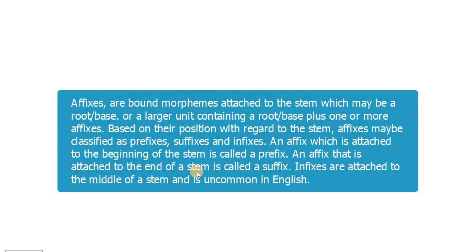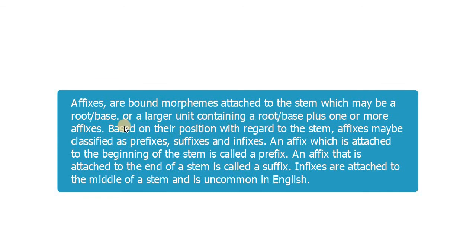Now, let's move on to a short topic with which we come to an end of this lecture, which is classification of affixes. Affixes are bound morphemes attached to the stem, which may be a root or a base. So by now you might know what an affix is. Affixes are bound morphemes attached to a stem, which may be a root or base, or a larger unit containing a root plus one or more affixes. So it can either attach itself to a root or base, or it can attach itself to a larger unit containing the root or base plus one or two affixes.